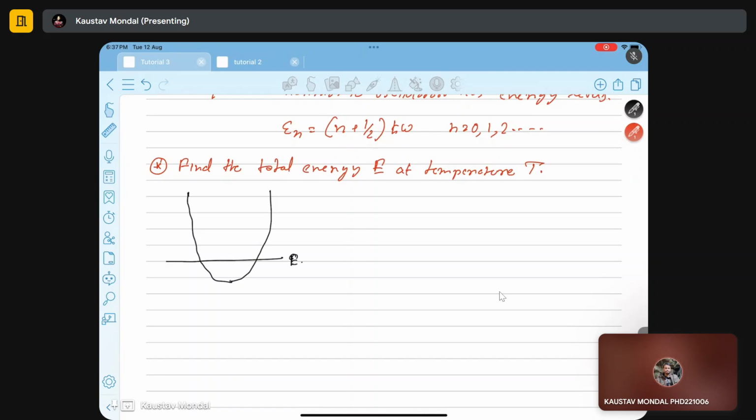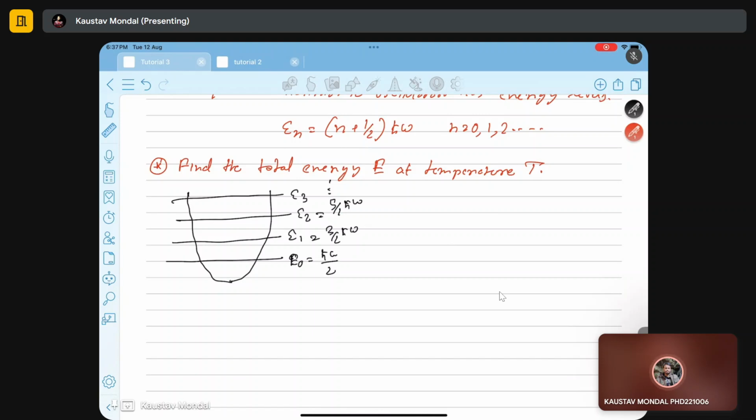This is E0, E1, E2, E3, like this. E0 has h-bar omega by 2. This has 3 by 2 h-bar omega. This has 5 by 2 h-bar omega. So it goes on like this. Each energy state has a separation from the next by h-bar omega.